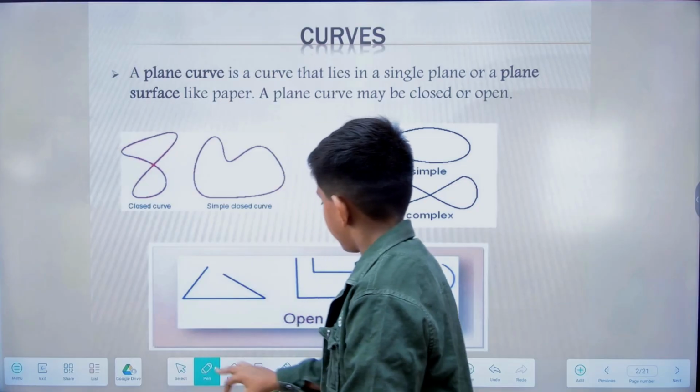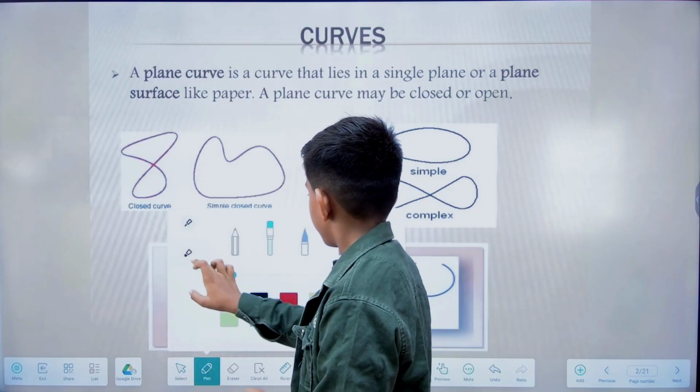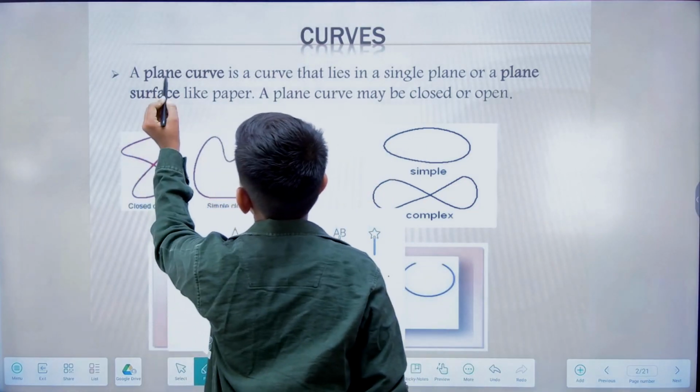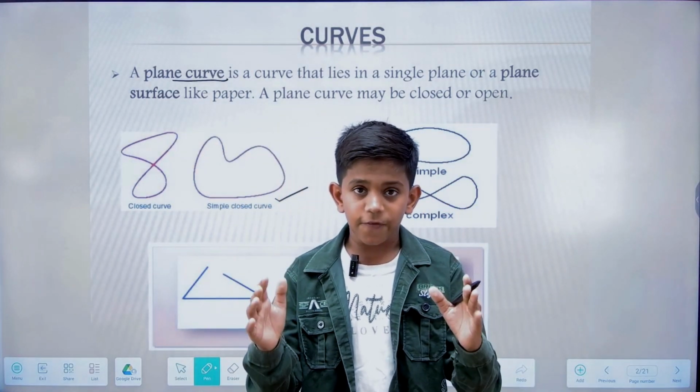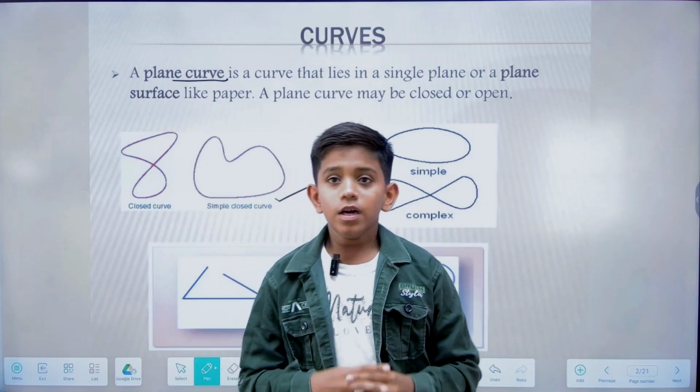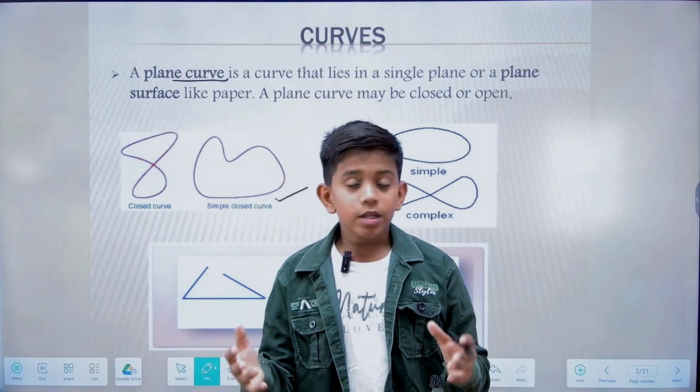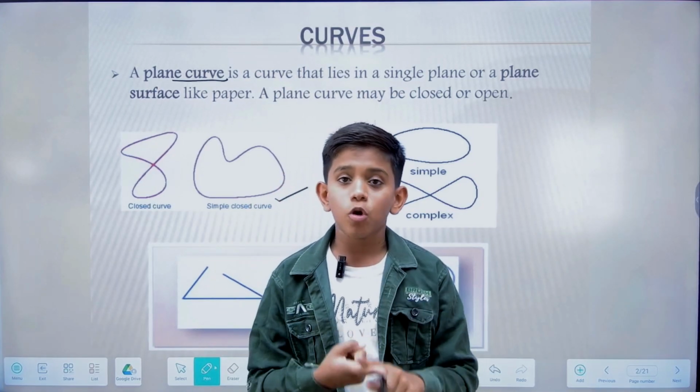Means a curve which lies on a paper, which is a 2D surface, is called a plane curve. A plane curve may be closed or open. The plane curves are of two types. It can be open or it can be closed.